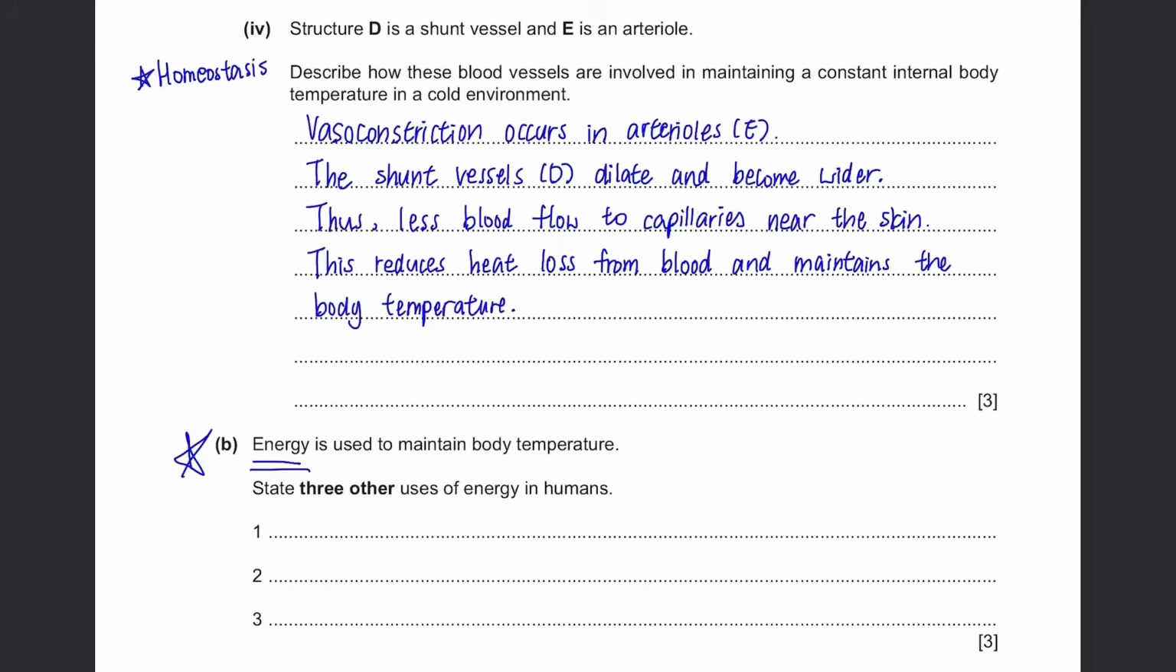So first, growth and muscle contraction. Then active transport and protein synthesis require energy too. Cell division and passage of nerve impulses can be the answer as well.